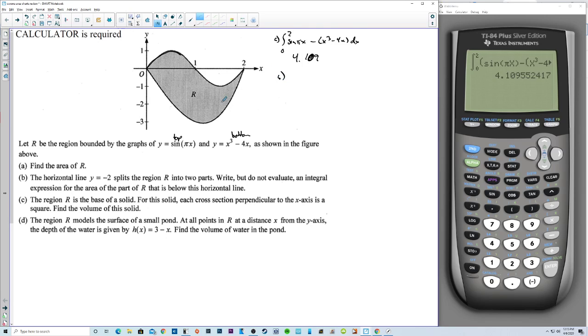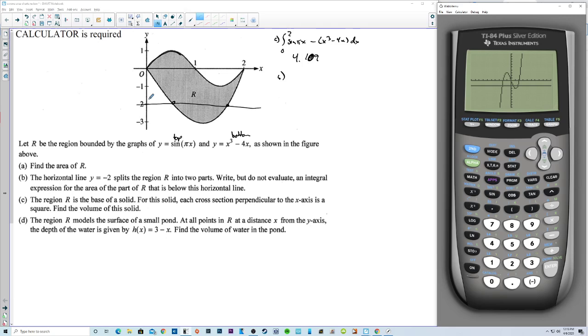So letter B. The horizontal line y equals -2 splits the region R into two parts. Write, but do not evaluate, an integral expression for the area of the part of R that is below the horizontal line y equals -2. We're going to need these two intersection points. So let's get the x to the third minus 4x in the calculator, and -2. And let's go zoom 6.